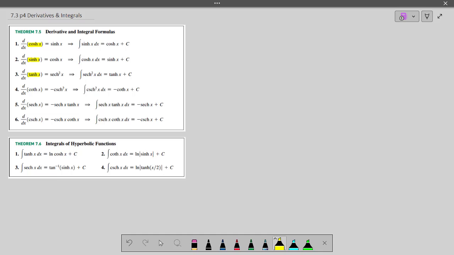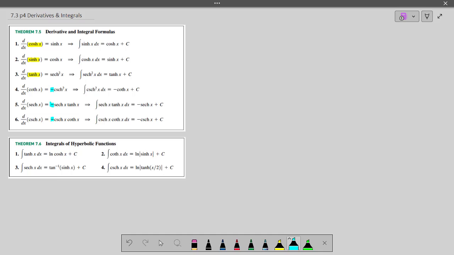Derivative of tanh, very similar to derivative of tangent. Derivative of tangent is secant squared. Derivative of tanh is sech squared. So the main thing is that the right-hand sides are going to be very similar to the circular functions. You just have to get the signs right, the pluses and the minuses. And if you remember that the primary three, sinh, cosh, and tanh, are all positive, that means the other three are all negative. So if we go to the other three down here, we are going to see that all three are negative.